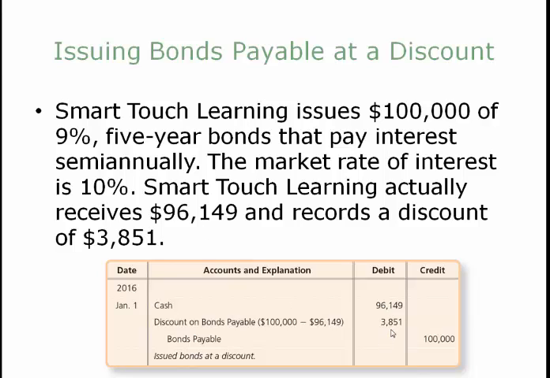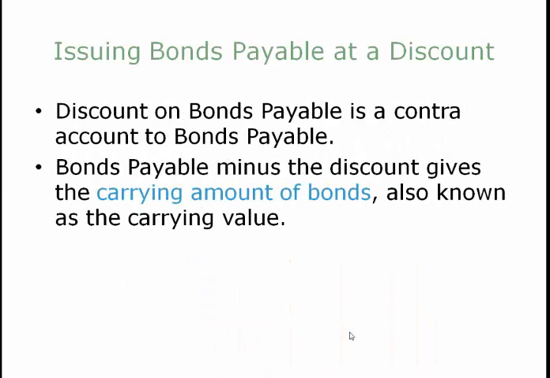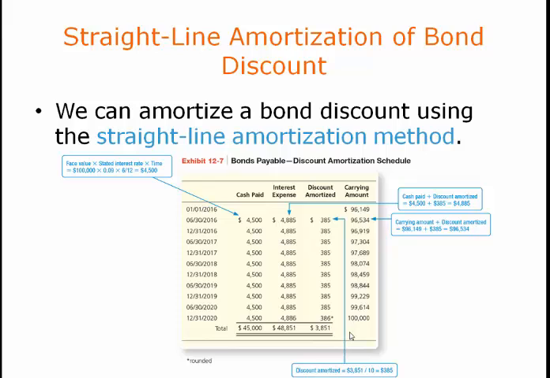So this 3,851 becomes a discount on bonds payable, or it means that Smart Touch is going to have to pay back not only this, they're going to pay back as if they had $100,000. But this basically equalizes the interest rates. And that's a contra bonds payable account. And so when you want to know the carrying amount of the bond, it's going to be the 100,000 less what's in your discount on bonds payable account to figure out the carrying value.